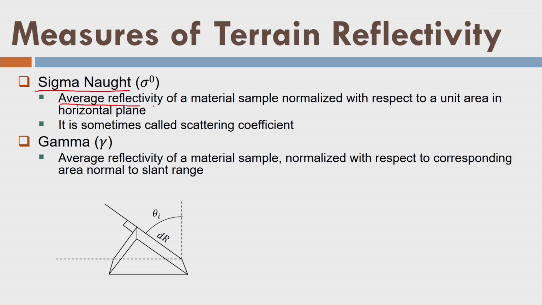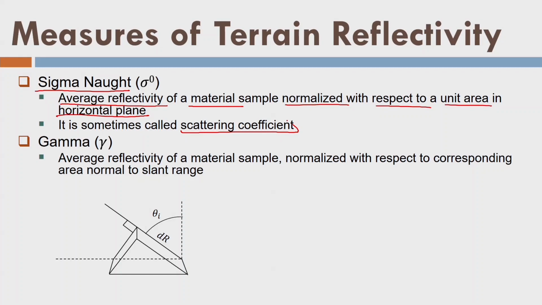It is an average reflectivity of a material sample normalized with respect to the unit area in the horizontal plane, and it is sometimes called the scattering coefficient. Remember, we called it sigma naught in the last equation in the previous slide, that is the normalized radar cross section. Now, we are saying it is the scattering coefficient when we are measuring it on the surface of the terrain.